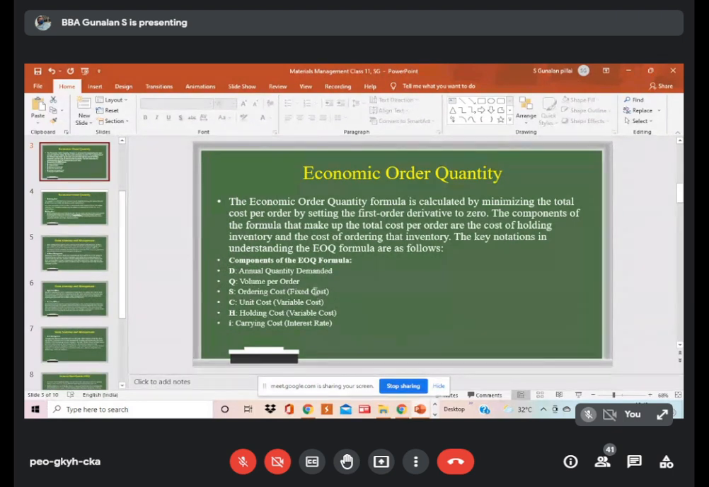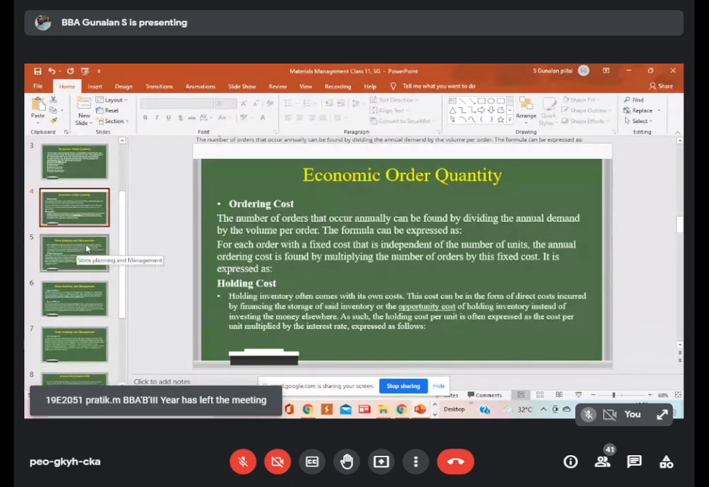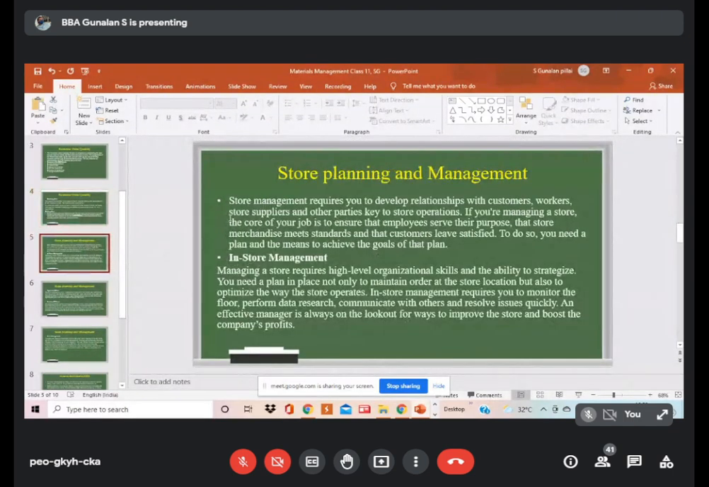annual quantity demanded, volume per order, order cost, unit cost, holding cost, carrying cost. When you put all of this together and use the formula, you will get the economic order quantity. With that formula result, you have to order the product. After this it is very simple. We are going to see how to manage store planning and management.